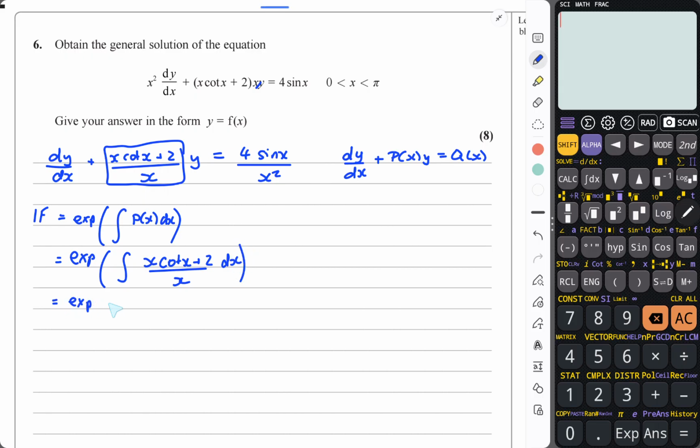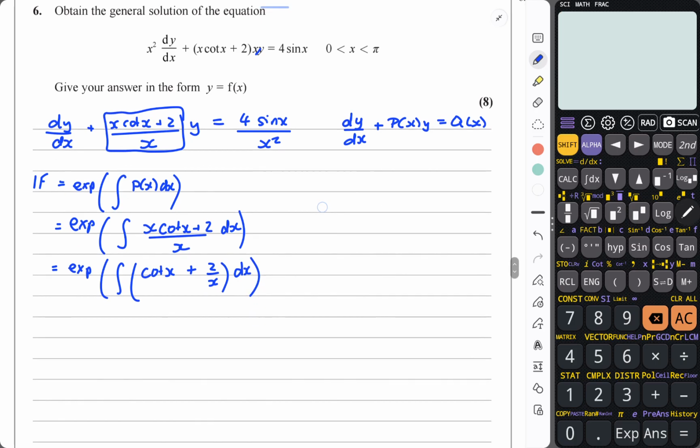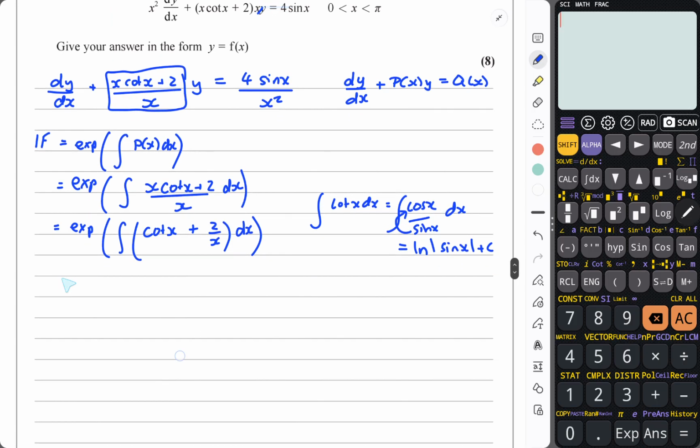Now, in terms of trying to actually work this out, I think it's going to be better to split this one up into two terms. So x cot x over x would just be cot x plus 2 over x dx. So we need to integrate cot x, and 2 over x is a simple log one. Cot x you should probably be familiar with at this point, so remember that cot x is the same as cos x over sine x. And that sine x differentiates to cos x, so this is going to be a log modulus of sine x. So let's get that in there.